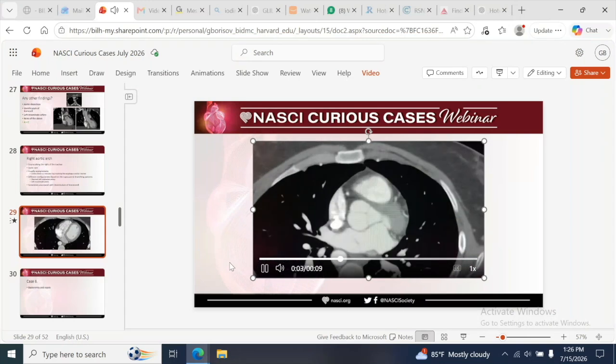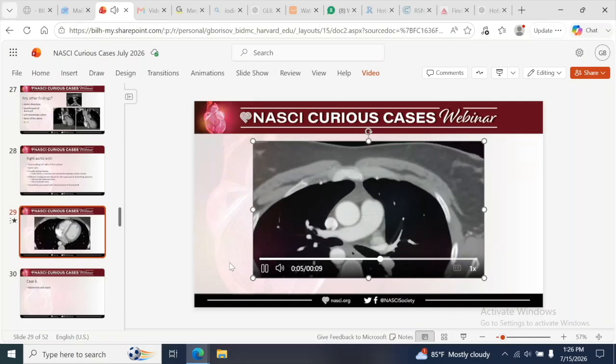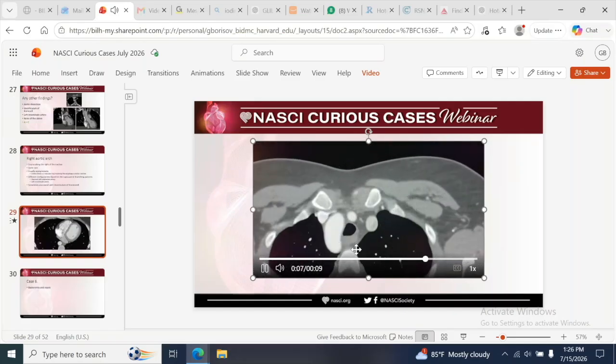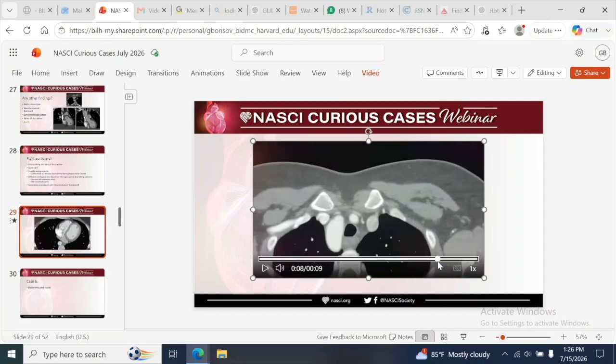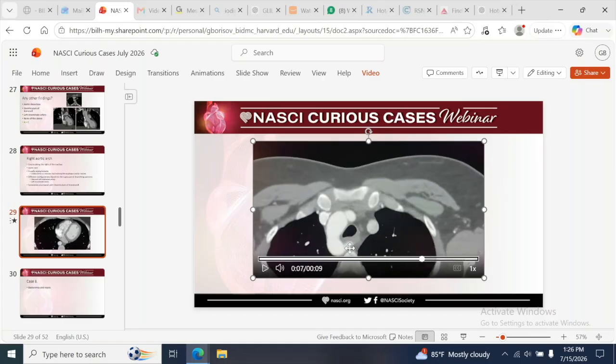So you can see, when we go up, first of all, it's a right aortic arch. And then you can see that this is the diverticulum of Kommerell. I will show you. You see, this is the diverticulum of Kommerell, and you see that it is a blind-ended vessel.